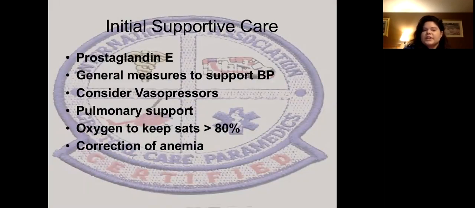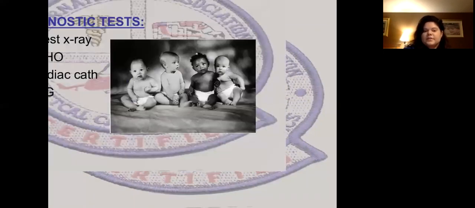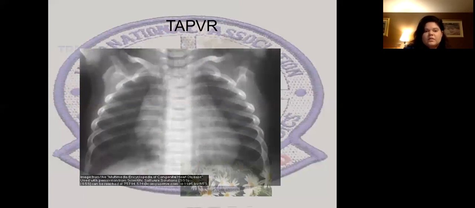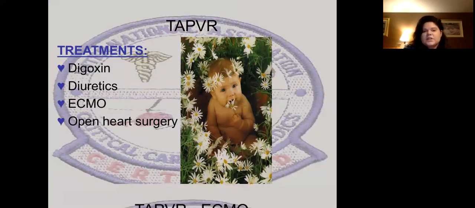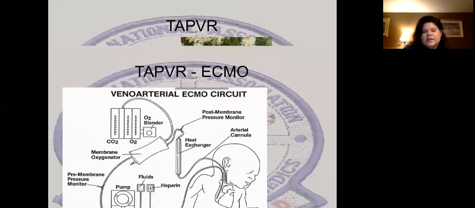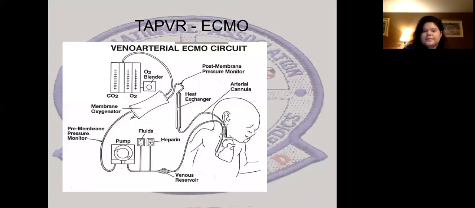The initial support, you're going to consider prostaglandins, support for their sats, try to keep them above 80 and correct any anemia. Digoxin, they could have an ECMO and open heart. So this is the little ECMO circuit with your O2 blender that goes directly into the patient.